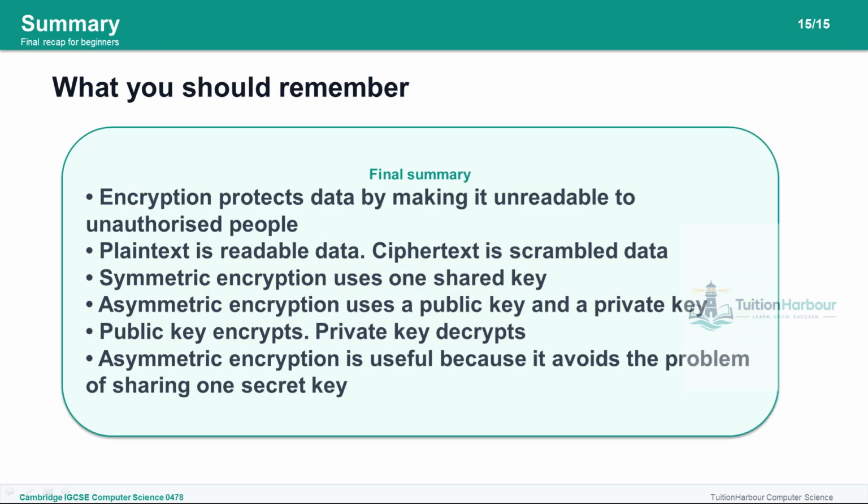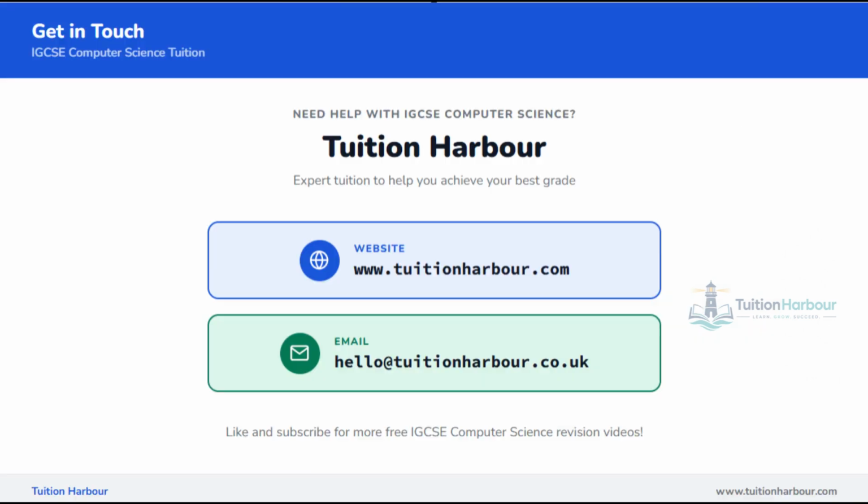Let's finish with the summary. Encryption protects data by making it unreadable to unauthorized people. Plaintext is readable data and ciphertext is scrambled data. Symmetric encryption uses one shared key. Asymmetric encryption uses a public key and a private key. The public key encrypts, the private key decrypts, and asymmetric encryption avoids the key distribution problem.